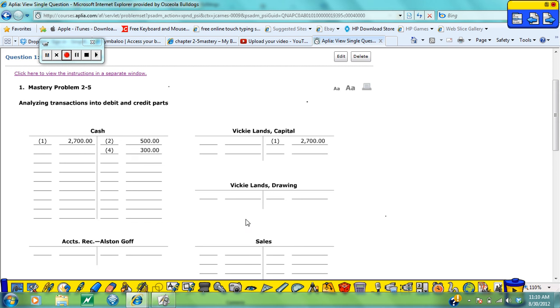If you pay out cash, then it goes on the credit side. If you're receiving money, it goes here. If it's on account, then cash is not affected. You do not do anything with cash when it's on account because you have accounts receivable and you have sales.